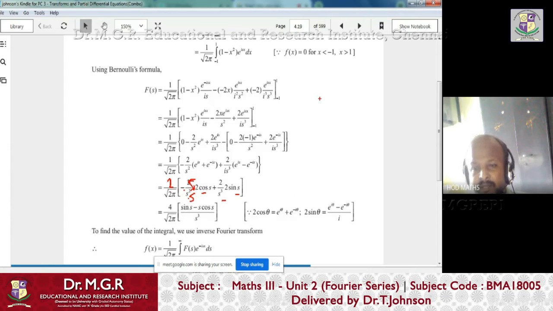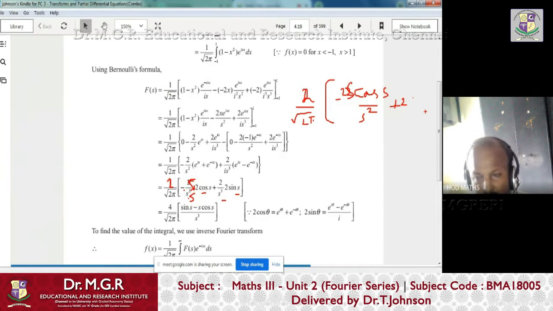Anyway, I'll write in a separate manner. So whatever we have is 1 by root 2 pi, numerator 2. This we have in the outside. And inside we have minus 2 cos s by s square. And then we have plus 2 sin s by s, sorry, 2s cos s, 2s cos s, right? And then sin s by s cube, right?